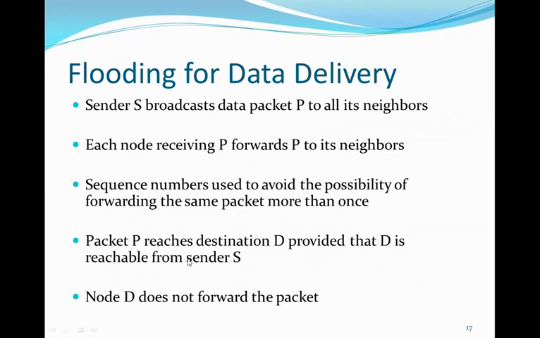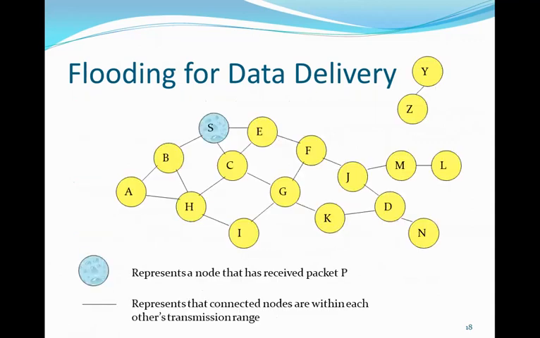Once packet P reaches the destination node D, it means that the source can deliver data to the destination node. Node D doesn't forward that packet to any other node, or you can say to its neighbor nodes, as the other nodes are doing, forwarding packet P to their neighbors. Here you can see in this diagram, we have multiple nodes. This is the source node, and in the neighborhood we have nodes B, C, D, E, F, J, K, and so on.